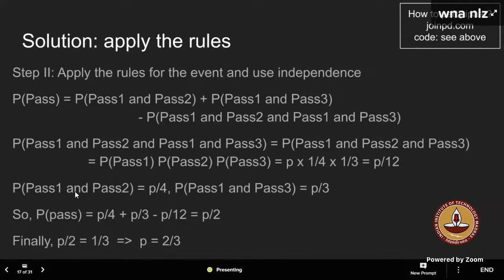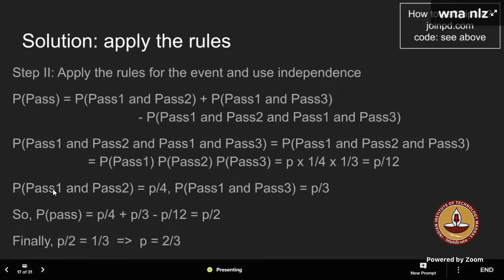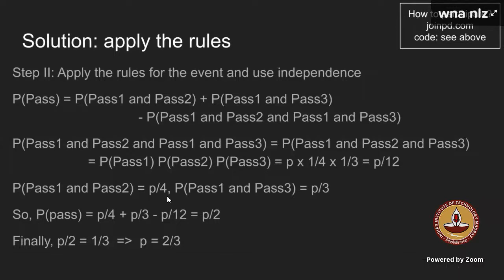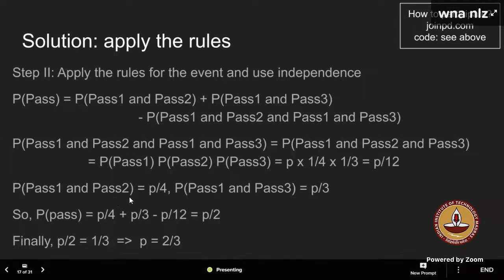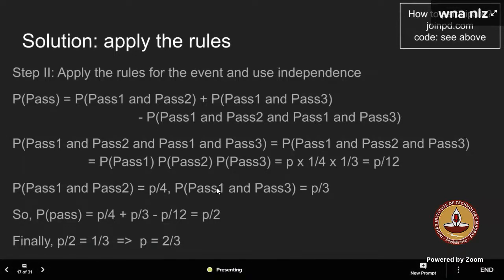Okay, just tell me, how did you find out this probability of pass 1 and pass 2 to be P by 4? How did you get this? Sir, because they are independent. That is 1 intersection 2. How did this P by 4 come in? P into 1 by 4. Exactly. When do you do A intersection B as probability of A into probability of B? Because sir, P1 and P2 are independent. Exactly. So all the events are independent, right?